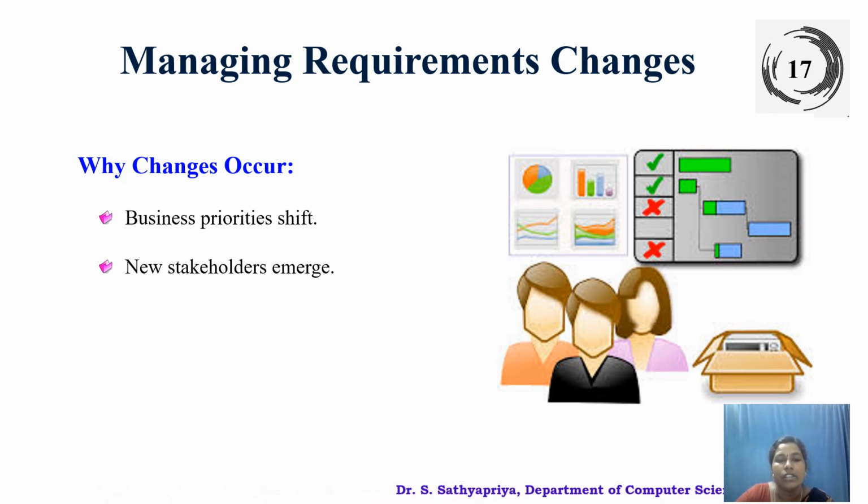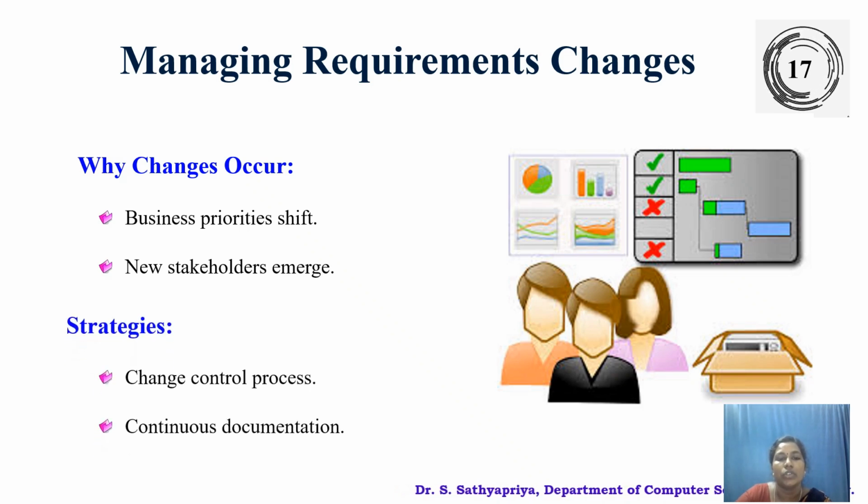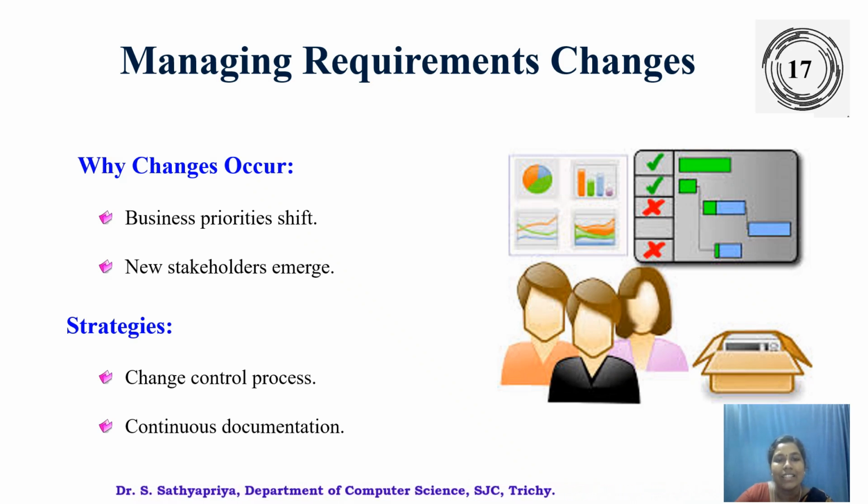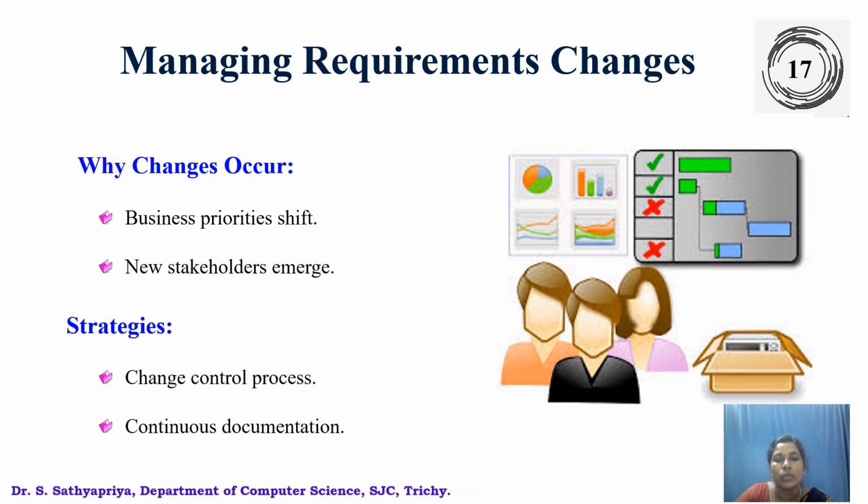To handle these issues, we can apply some strategies like a change control process and continuous documentation. Some of the steps we can follow to handle this process: First one is to assess the impact. What resources are needed to implement this? How does it affect the timeline and budget? Will this impact any other features?